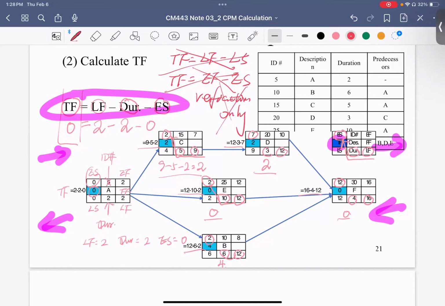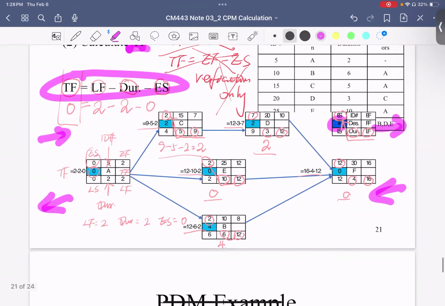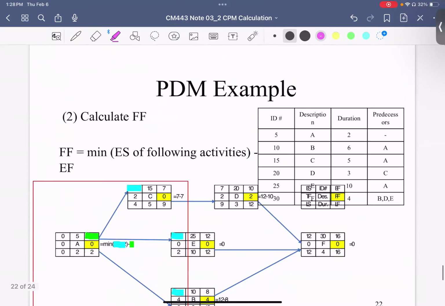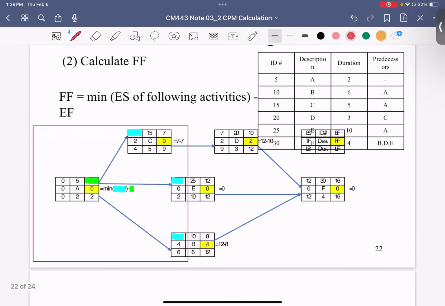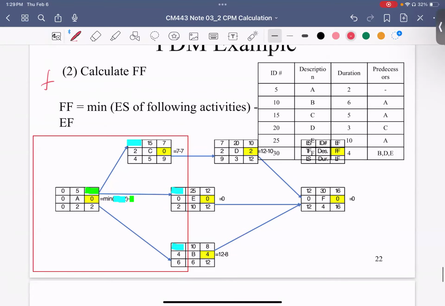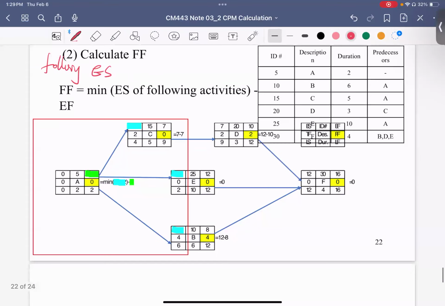All right, if there is no question about the total float here, we move into the free float, which I think is the most challenging one for the PDM or CPM methods. So let's look at this one. The free float, by definition, is the one that will not impact your following activities' early start time. So we're going to calculate A first.